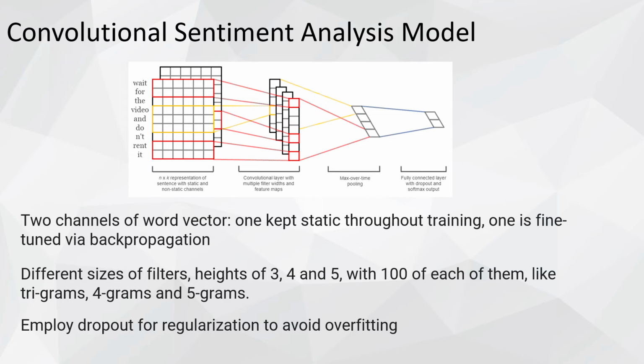It's like 3-grams, 4-grams, and 5-grams. Then we use max pooling over the feature map, getting the highest value of each feature map. For regularization to avoid overfitting, we apply a dropout layer with a constraint on L2 norms of the vectors.